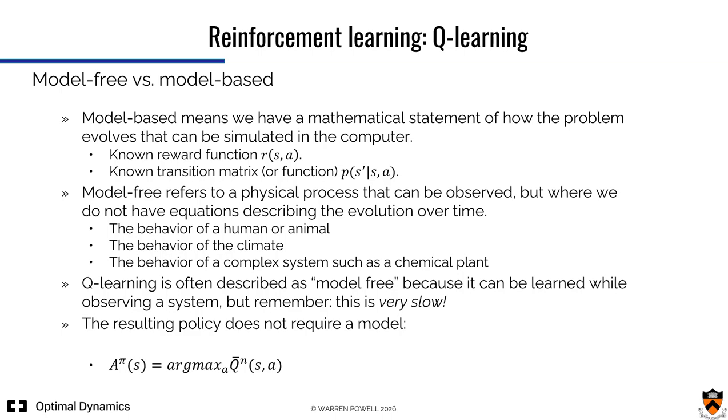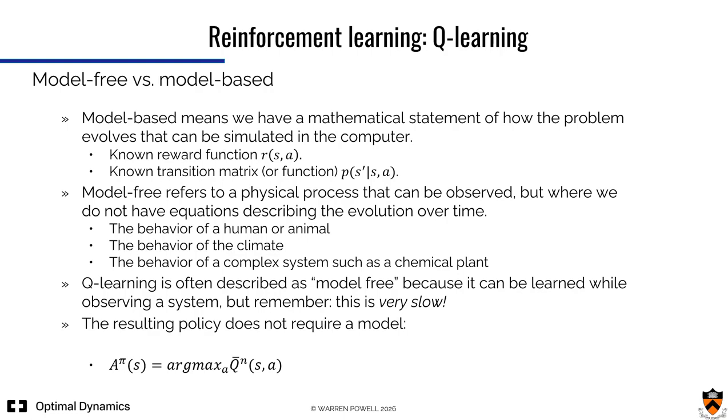Now, when you have a mouse running around, you may say, I don't even understand how the system is evolving over time, but I also don't even understand what the mouse is trying to maximize. So it's very common that computer scientists will say, well, I don't know the reward, and I don't even know the one-step transition matrix. So model-free refers to a physical process that can be observed, but where we do not have equations involving the evolution over time, such as the behavior of a human, the behavior of the climate, the behavior of a complex system, such as a chemical plant, or how disease spreads in a population. Q-learning is often described as model-free because it can be learned while observing a system.